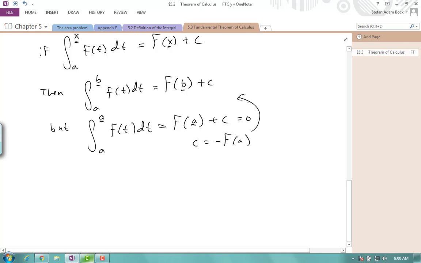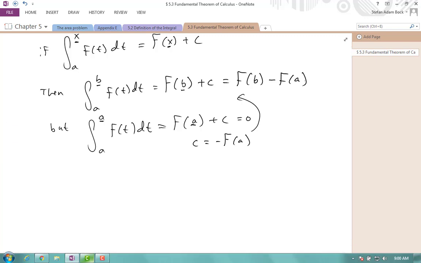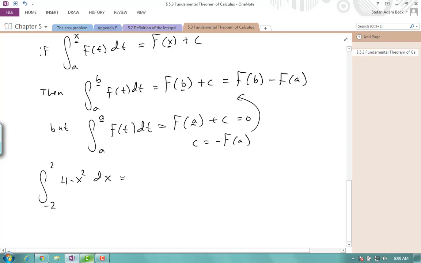Which I put back up here, and I get big F of b minus big F of a. Which is a nice, cute little justification of what we had there. Which means for all those integrals where I wasted a bunch of time doing Riemann sums, I could have just found their antiderivatives and plugged in a couple of numbers. So if we remember our first example, when we had the integral of 4 minus x squared from negative 2 to 2, we got 10 2/3.